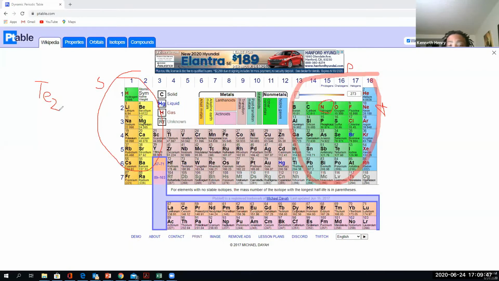And how many Te's do we have if we have Te2? We have 2. So we have 6 plus 6 valence electrons. That's a total of how many valence electrons? It's going to be 12. We'll put VE. So we have 12 valence electrons we're working with. So show me your magic.